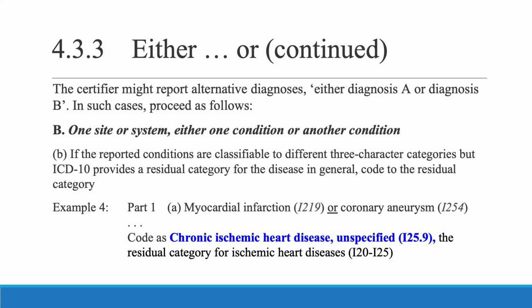These two conditions are not 4-character subcategories of the same 3-character category. They're in different 3-character categories, but they're in the same block of codes. Therefore, we'll code the expression myocardial infarction or coronary aneurysm to the residual category for ischemic heart diseases, chronic ischemic heart disease unspecified, I25.9. The residual category for ischemic heart disease, the block of codes from I20 to I25.